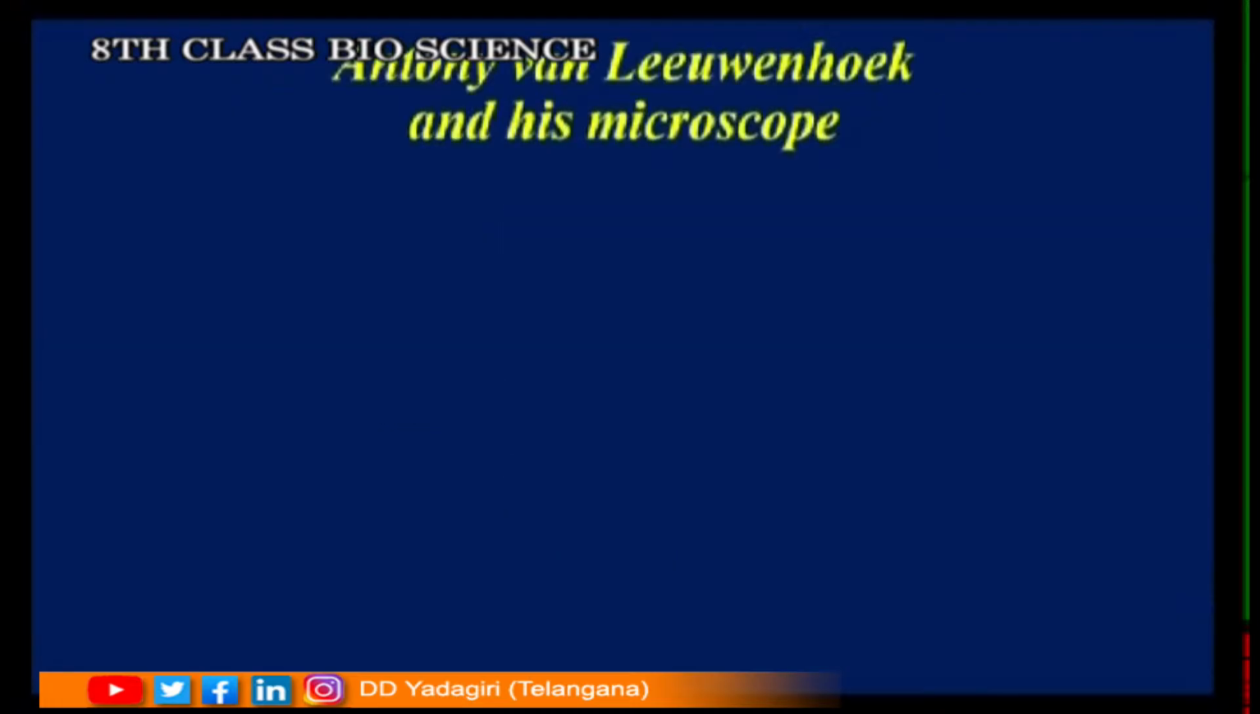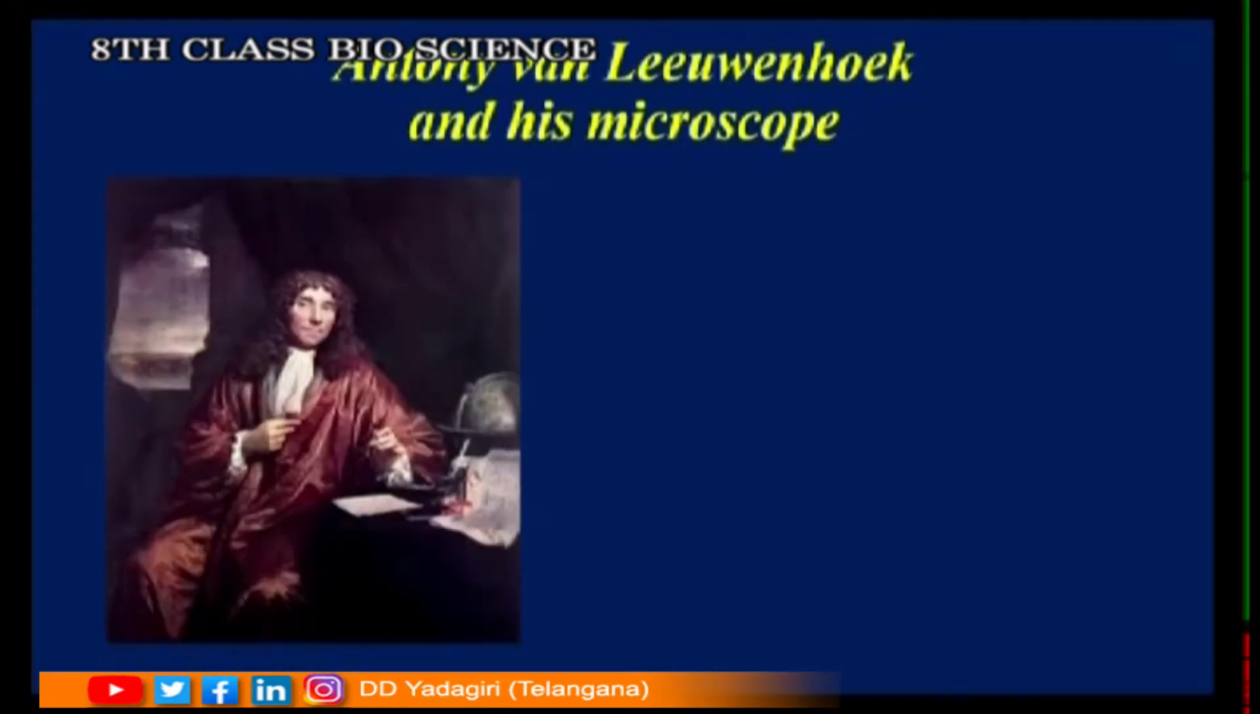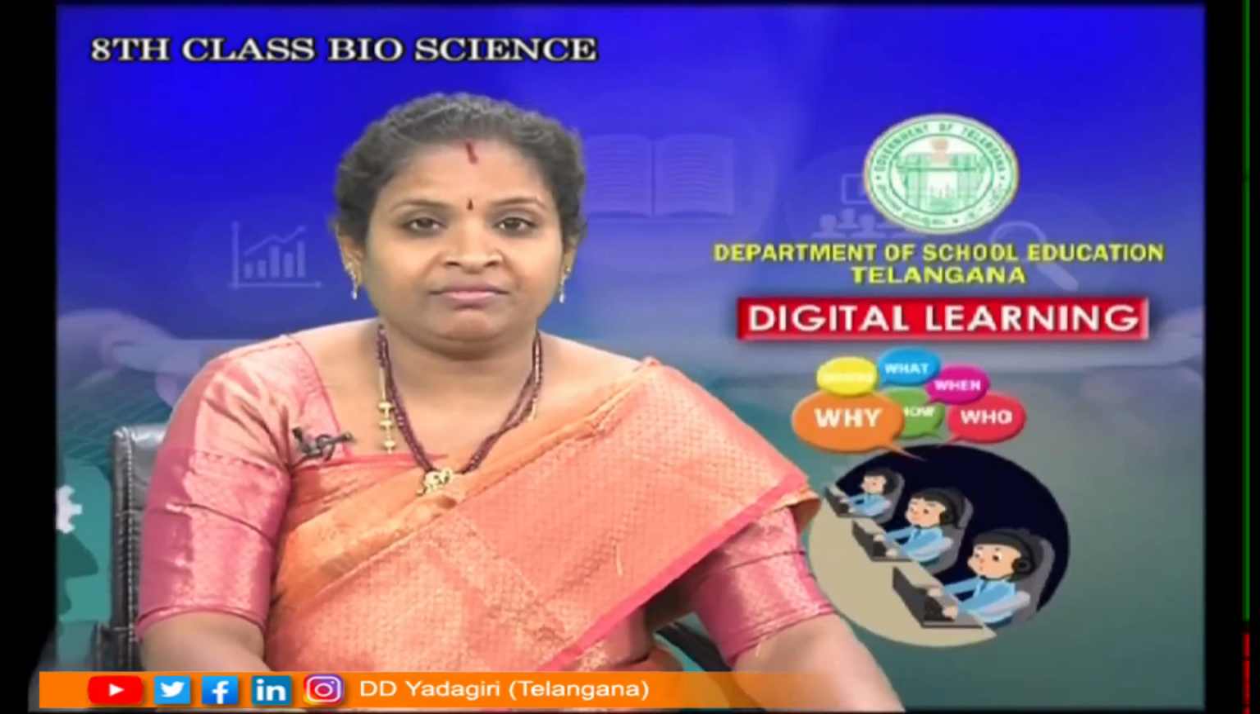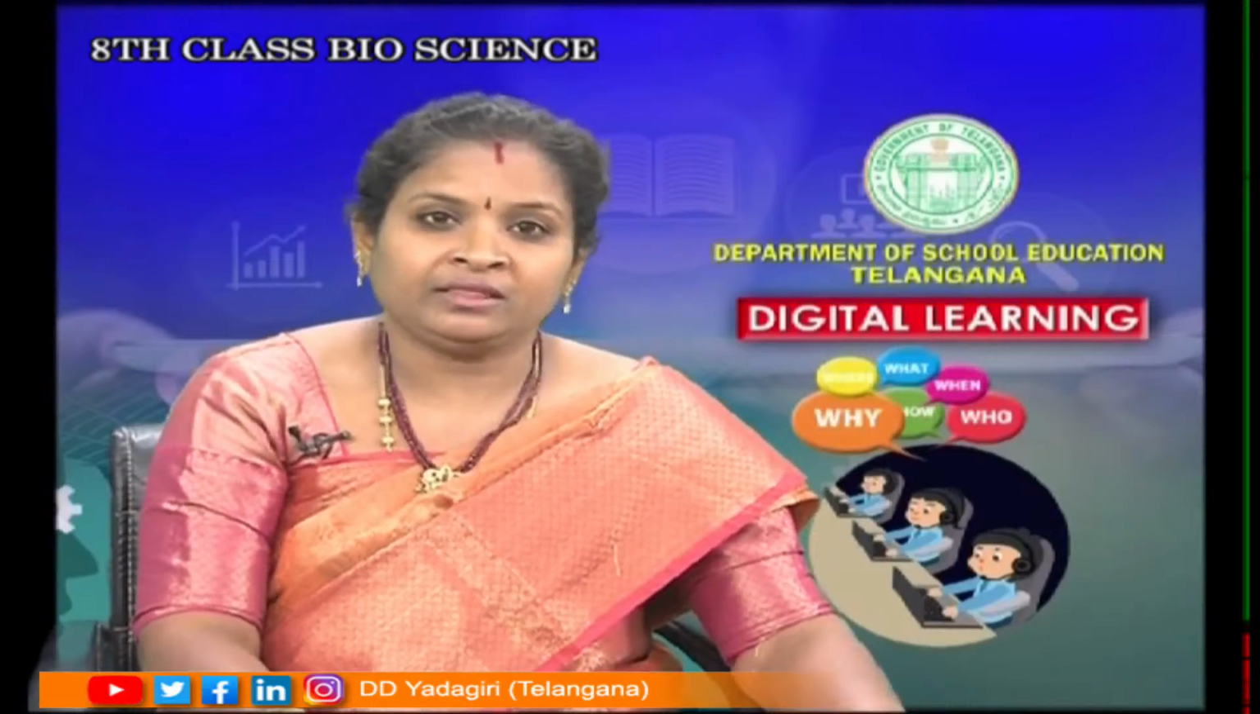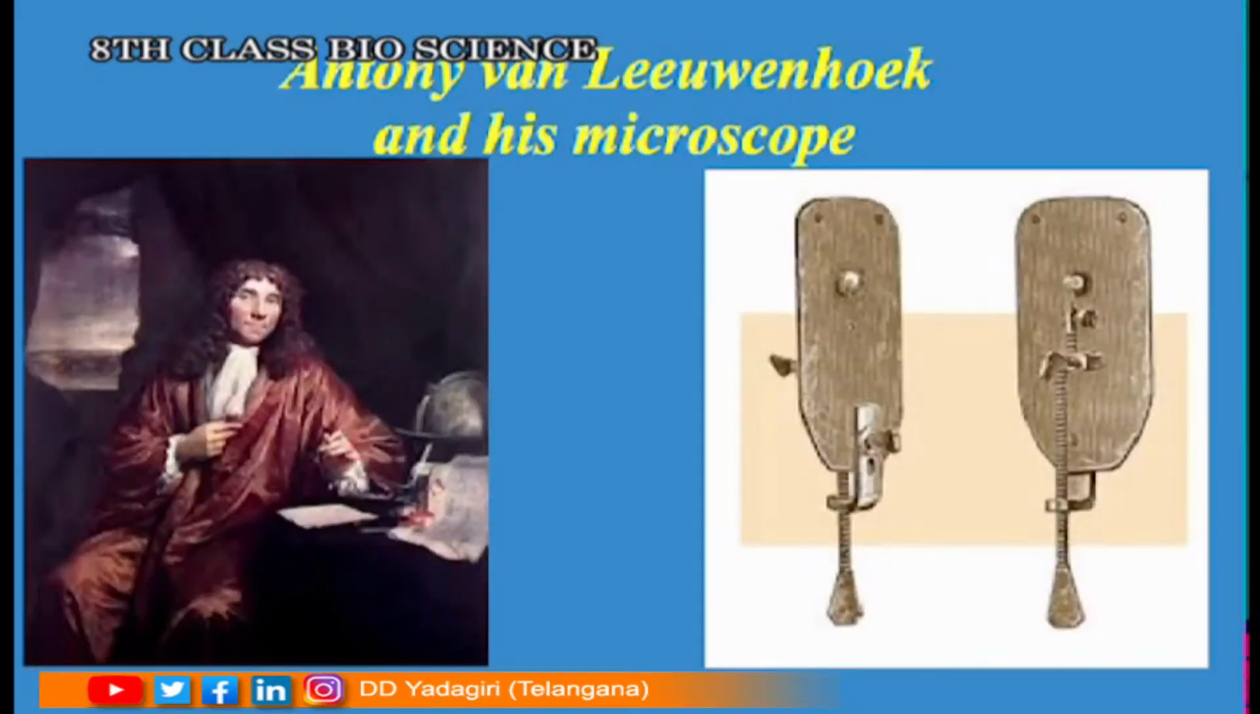Now, Antony von Leeuwenhoek was the first scientist. He was a great microbiologist and father of microbiology, who was the first person to observe the microorganisms in the microscope by magnifying their image in the microscope made by himself. This is the microscope made by himself. He magnified the small tiny microorganisms and observed their images.